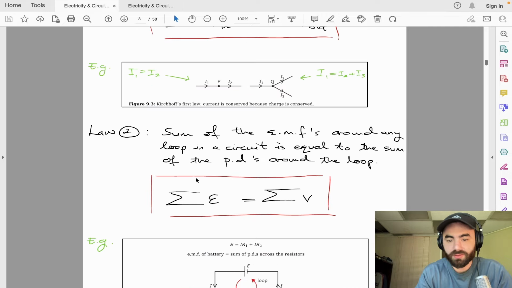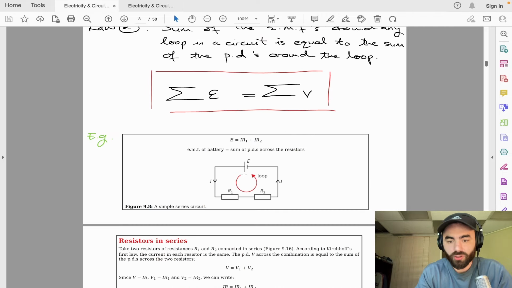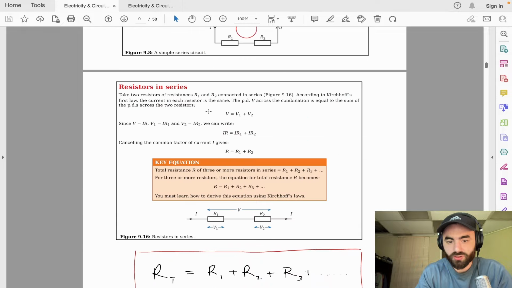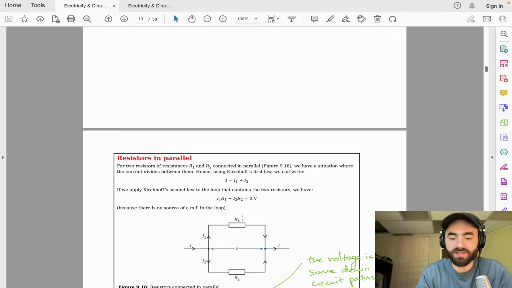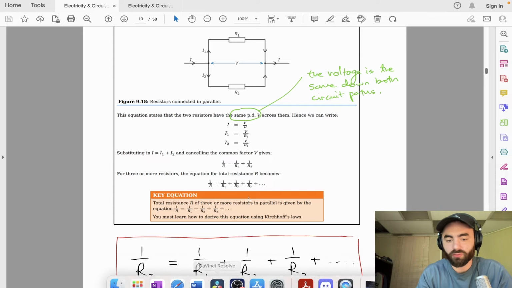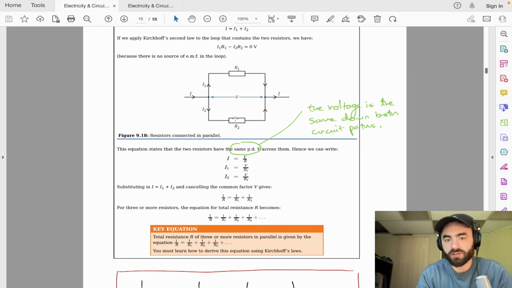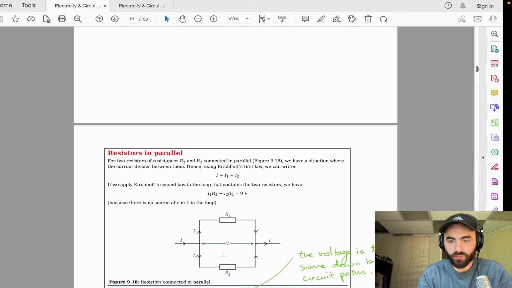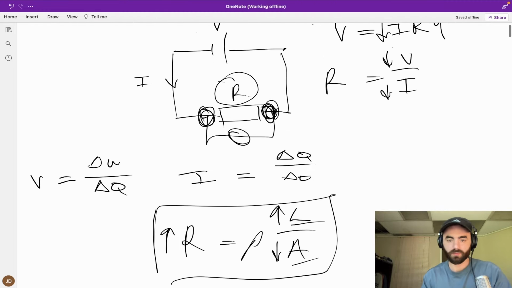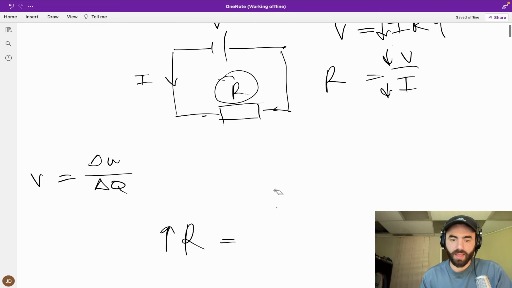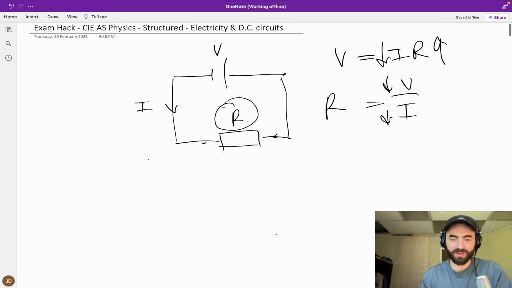And you can use these two equations to derive the sum of resistors in series and the sum of resistors in parallel. You can use them to derive these equations, where the total resistance is 1 over RT equals 1 over R1 plus 1 over R2. This might be a really bad explanation, but okay.